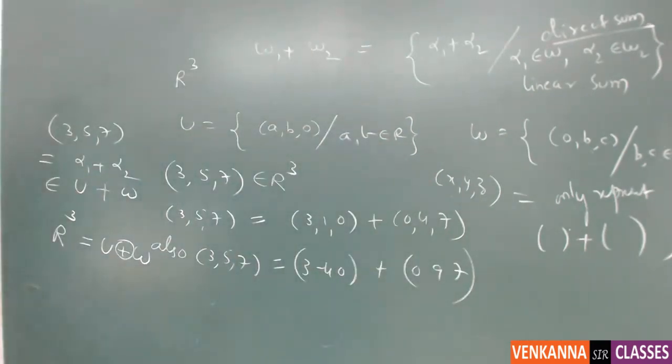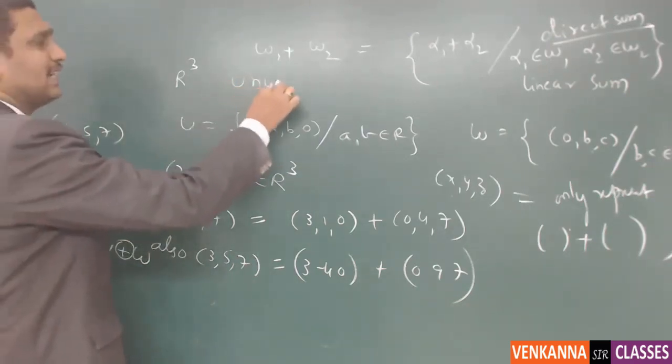So what is the difference between linear sum and direct sum? Both have the same thing. Every vector in the vector space can be written as sum of two values. That is true for linear sum as well as direct sum. The only thing is, in direct sum, that representation is unique. In only one way you can write it. Here, this representation is not unique. There are other possible ways to represent it as sum of two values. So direct sum is possible whenever the intersection of the two sets is 0.